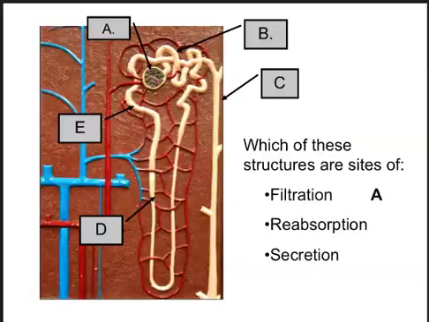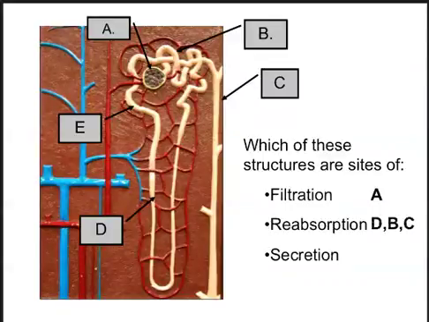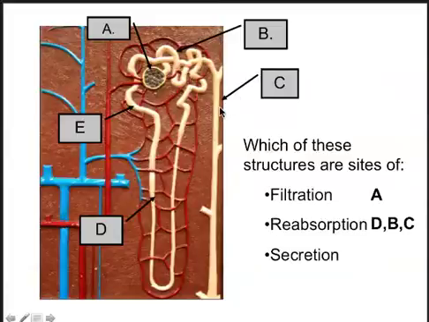So the simple answer for filtration is A, okay, and that goes whether we're trying to be complicated or whether we're trying to be simple in terms of what processes happen in which part of the nephron. A is the glomerulus, A is where the filtration takes place. Reabsorption, okay, well, if we want to be completely accurate about where reabsorption takes place, it can take place in D, it can take place in B, and it can take place in C, okay.